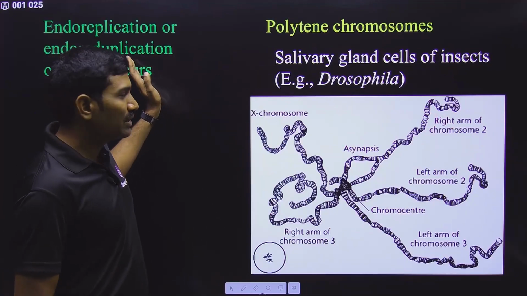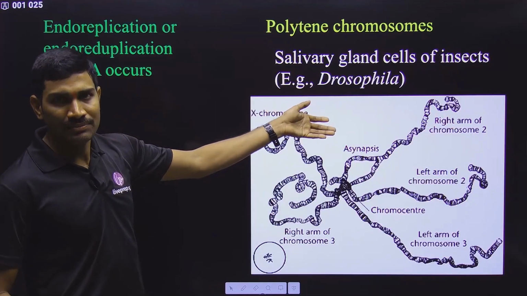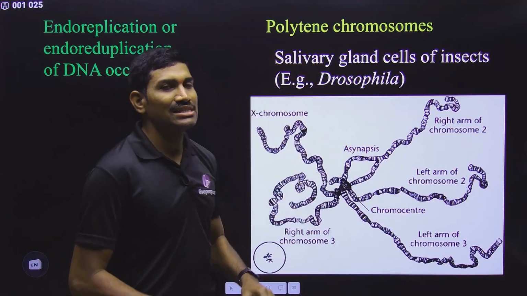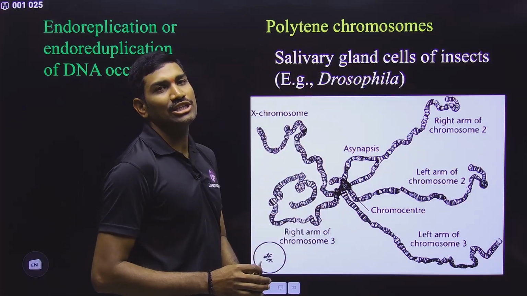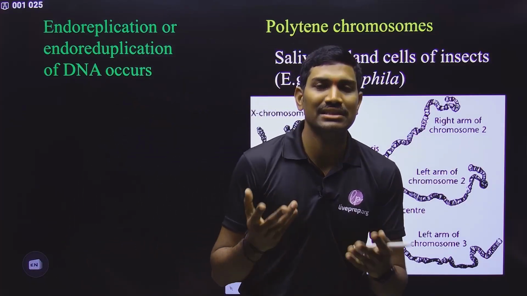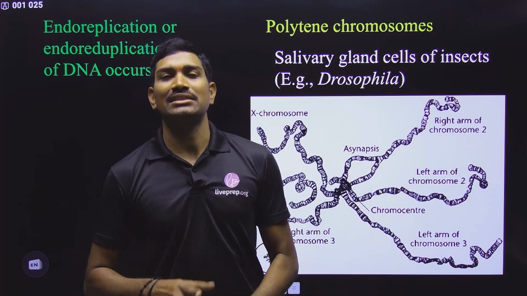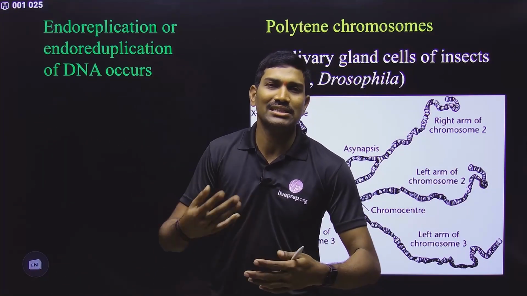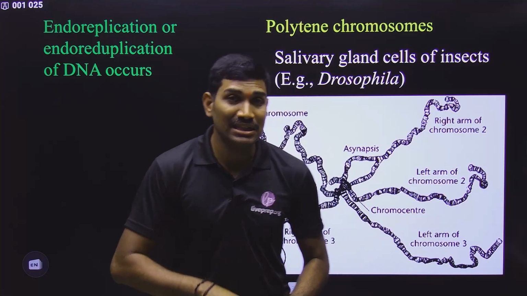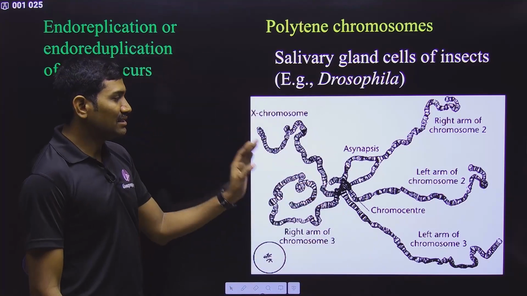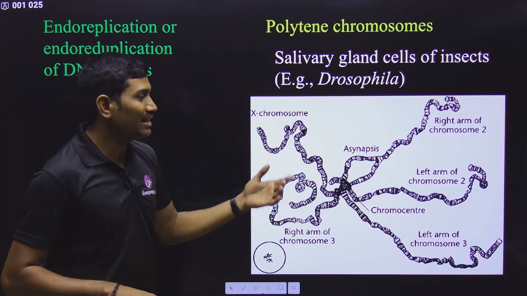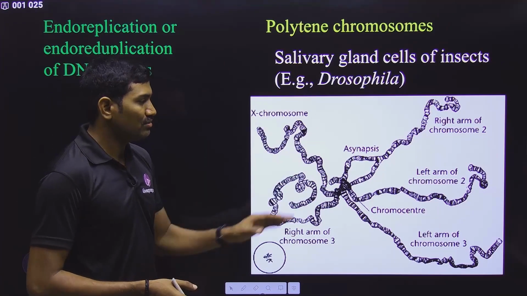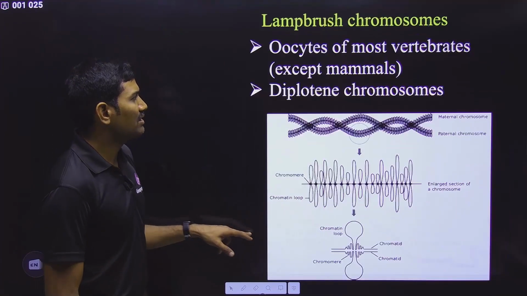And endoreduplication we generally observe in the salivary gland cells of some insects, and here we observe the polytene condition. Poly means many, tene means thread-like structures. Many thread-like structures because of endoreduplication, the continuous DNA replication occurring inside the cell. Generally these cells are arrested in S phase itself, and then these cells will die. They cannot complete the cell division process. That's it. You don't need further information regarding this.